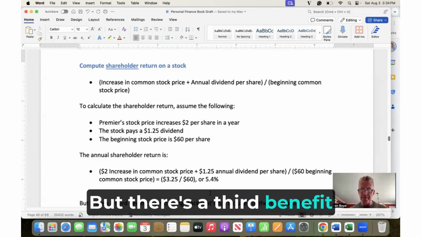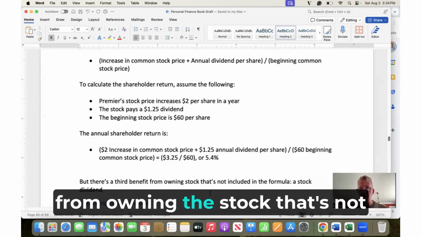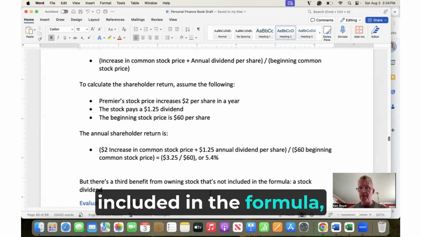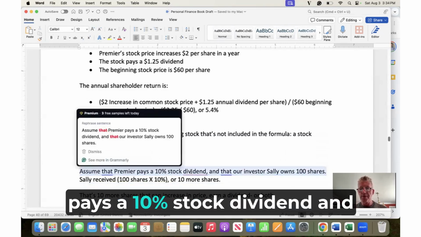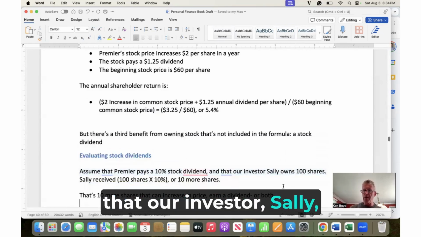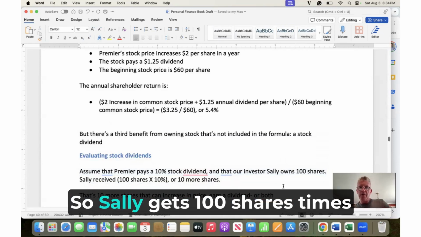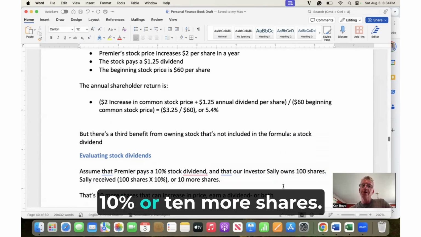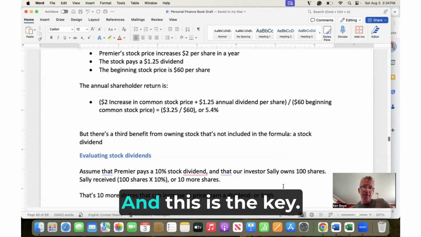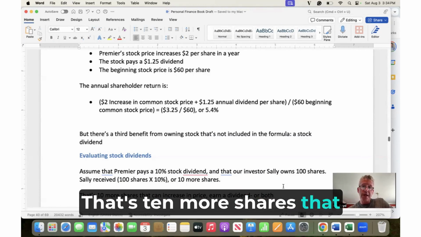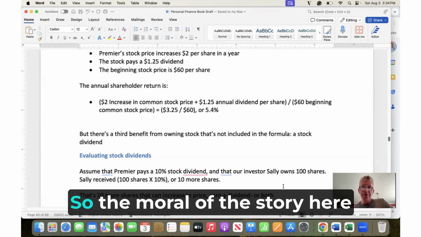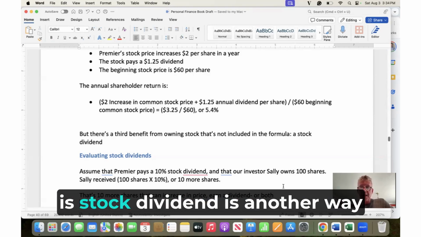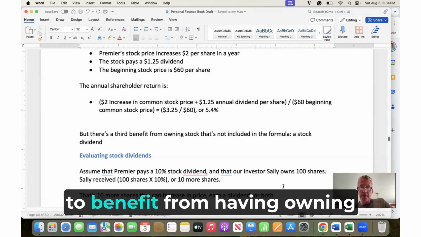But there's a third benefit from owning the stock that's not included in the formula, and that's a stock dividend. So let's assume that Premier pays a 10% stock dividend and that our investor Sally owns 100 shares. So Sally gets 100 shares times 10%, or 10 more shares. And this is the key: that's 10 more shares that can increase in price, earn a dividend, or both. So the moral of the story here is stock dividend is another way to benefit from owning stock.